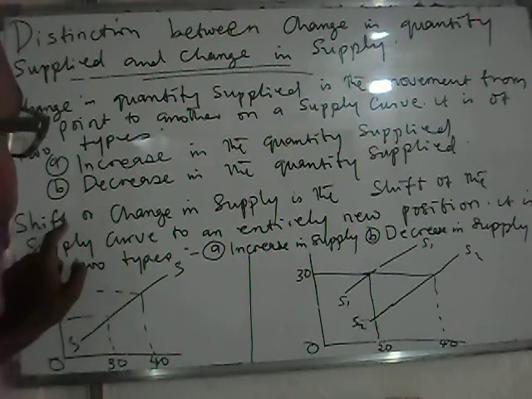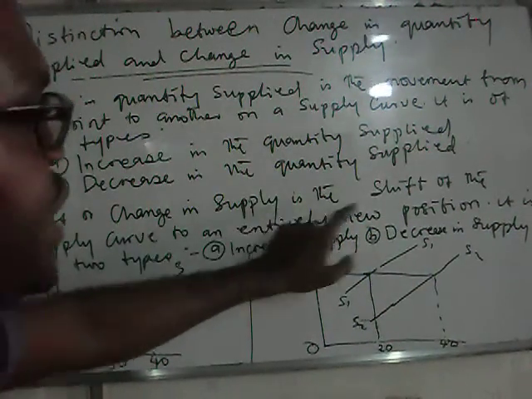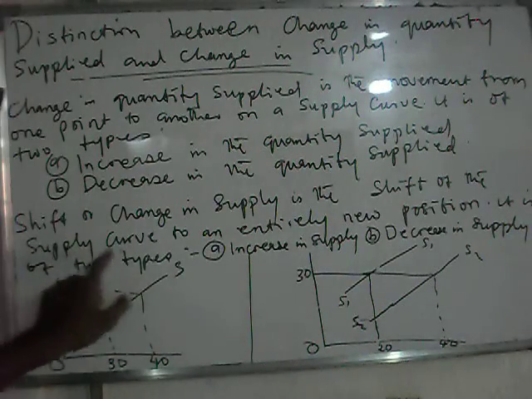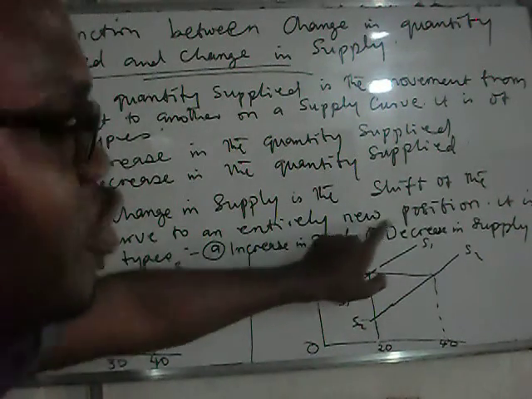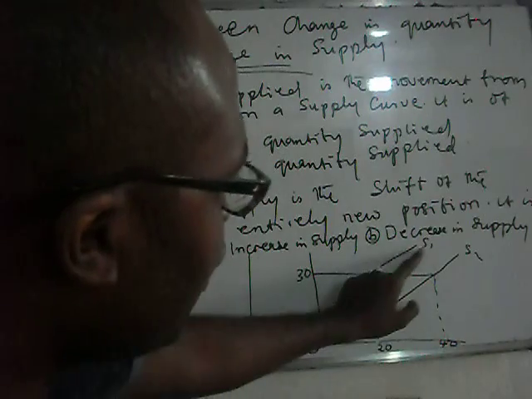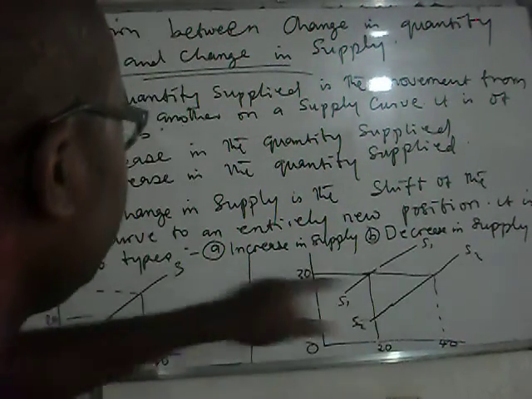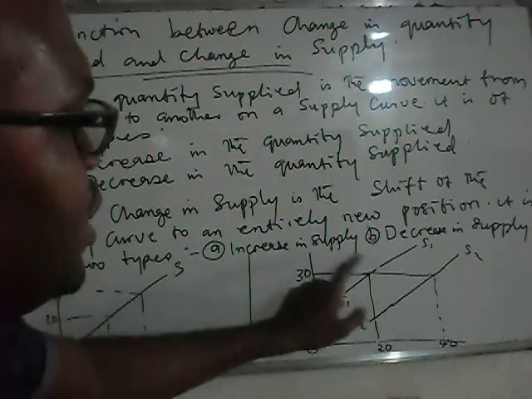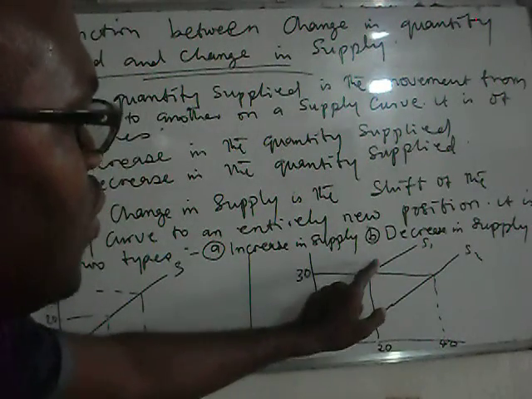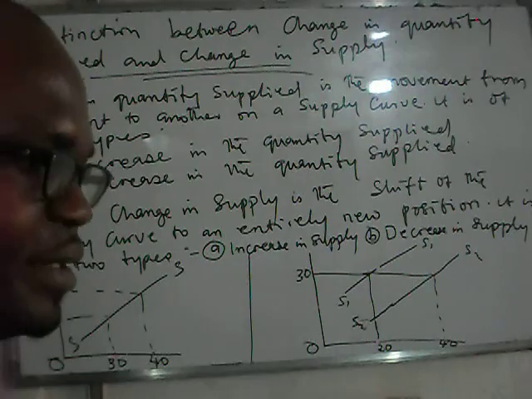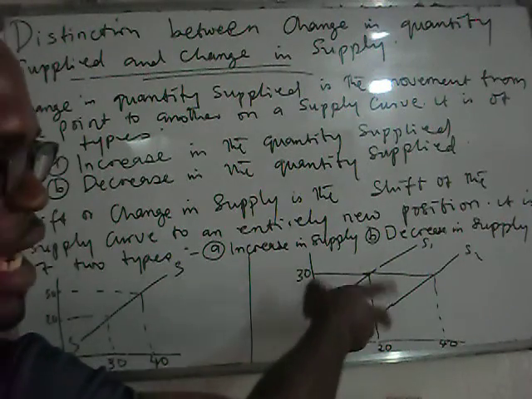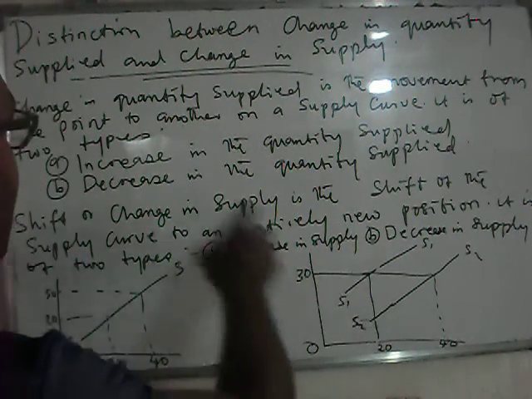Understand? It is either increasing or decreasing. But now we have what we call shift or change in supply, which is the shift of a supply curve to an entirely new position. This supply curve is shifting to an entirely new position, is it not? It is of two types. It could be increase or decrease. Is that clear?